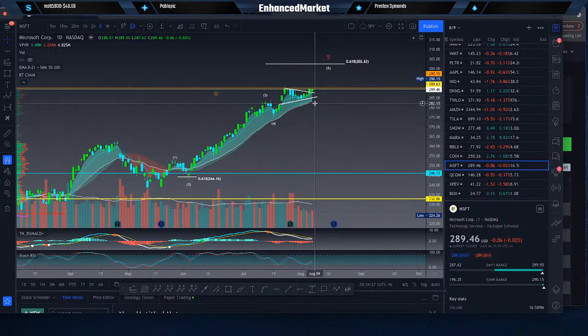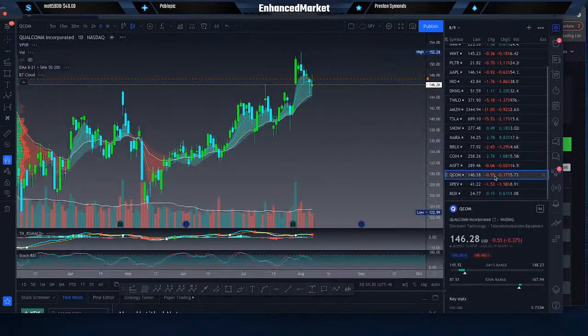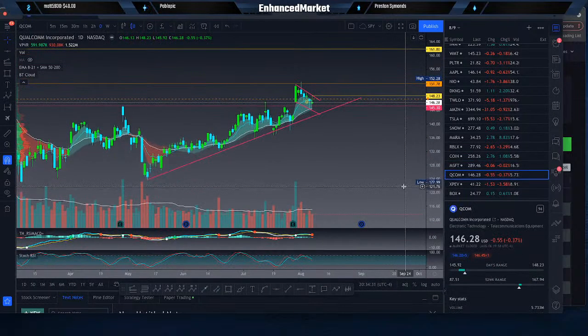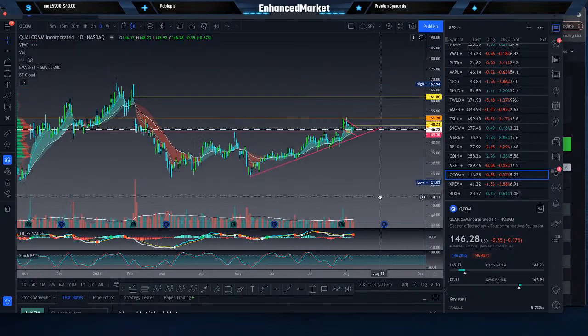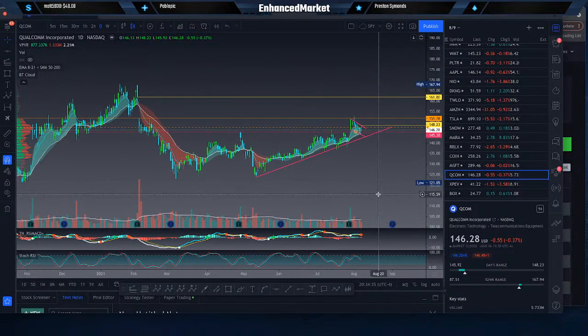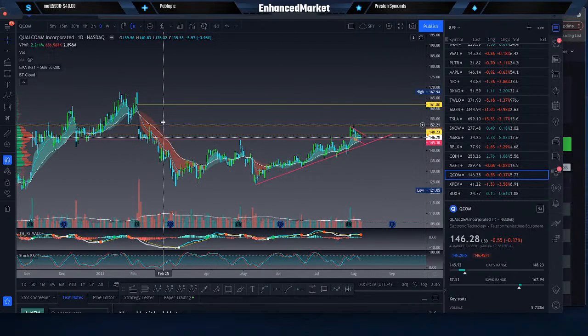Looks very, very good. Another one I'm watching, QCOM. We have a pretty massive gap fill to come right here. Huge gap fill. We rejected this resistance 1 time, 2 times, and now 3 and 4 times.